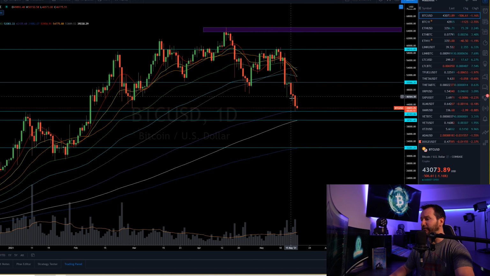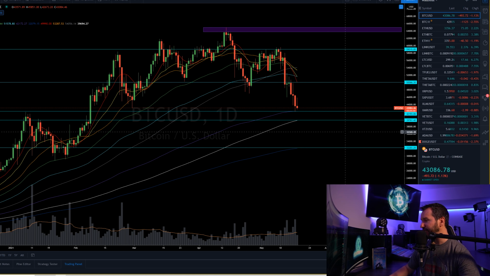As of right now, it looks like Bitcoin's going to be playing a little bit more of a markdown phase here. I do think we're going to get bounces along the way. We are in a bounce area right now, so we'll have to be patient and see if that plays out. If we lose that level, then let's pay attention to 39,761.